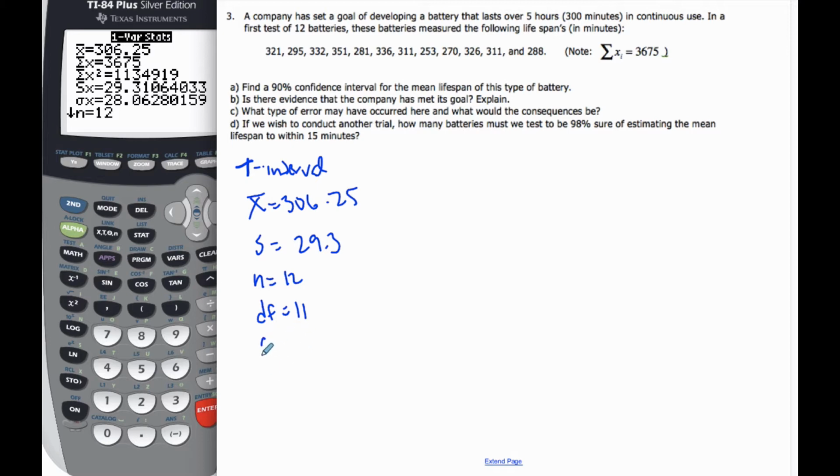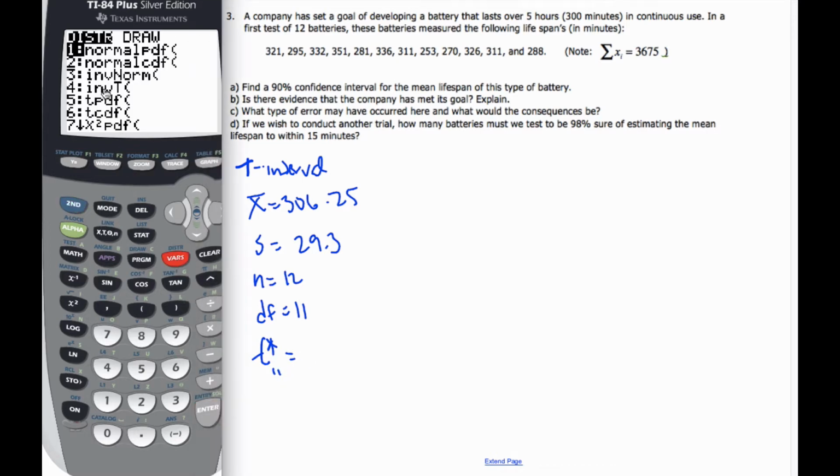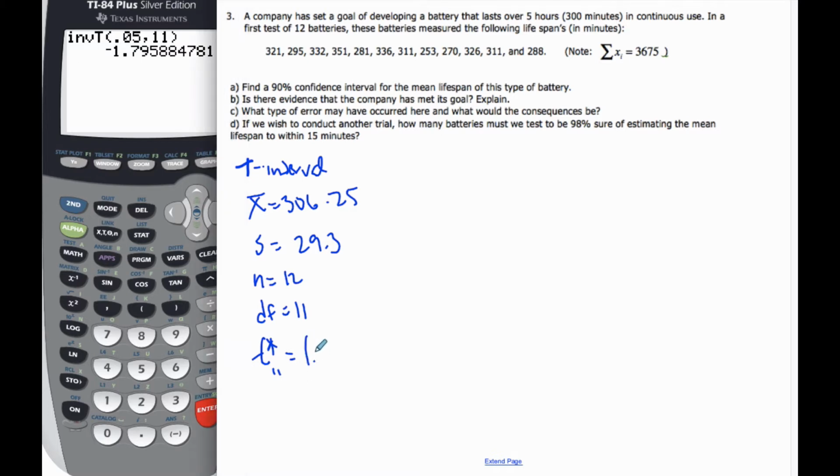And so the other thing I'm going to need is T star for 11 degrees. So if I go to second distributions, I'm going to go inverse normal, or inverse T, sorry. I want a 90% confidence interval, so my area is going to be 0.05. Degrees of freedom was 11. So my T star is going to be 1.796. Here are all the numbers that I want.